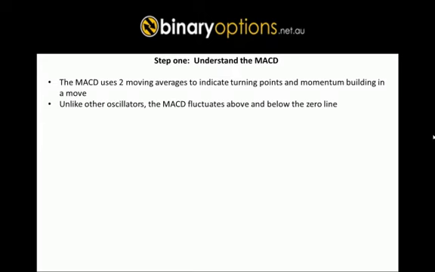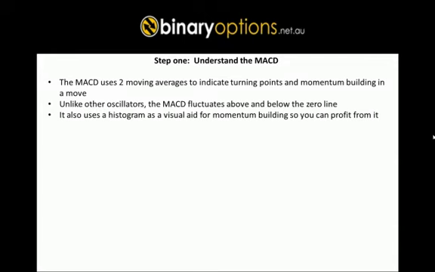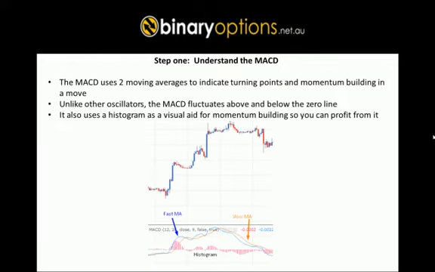Unlike other oscillators, the MACD fluctuates above and below the zero line. It also uses a histogram as a visual aid for momentum building so you can profit from it. This is what the actual MACD looks like. You can see that we have the fast moving average, which is the blue one, and the slow moving average, which is the orange one, and the histogram oscillating above and below the zero line.